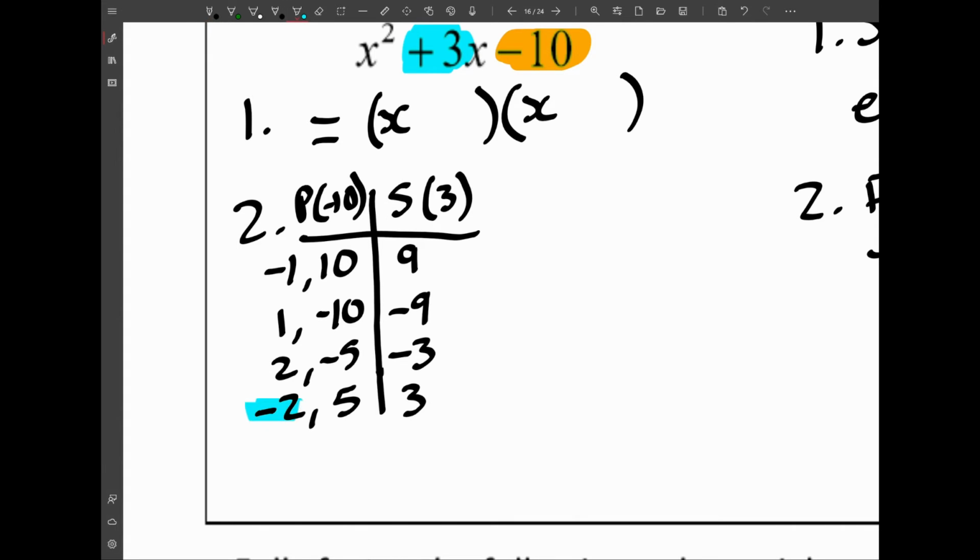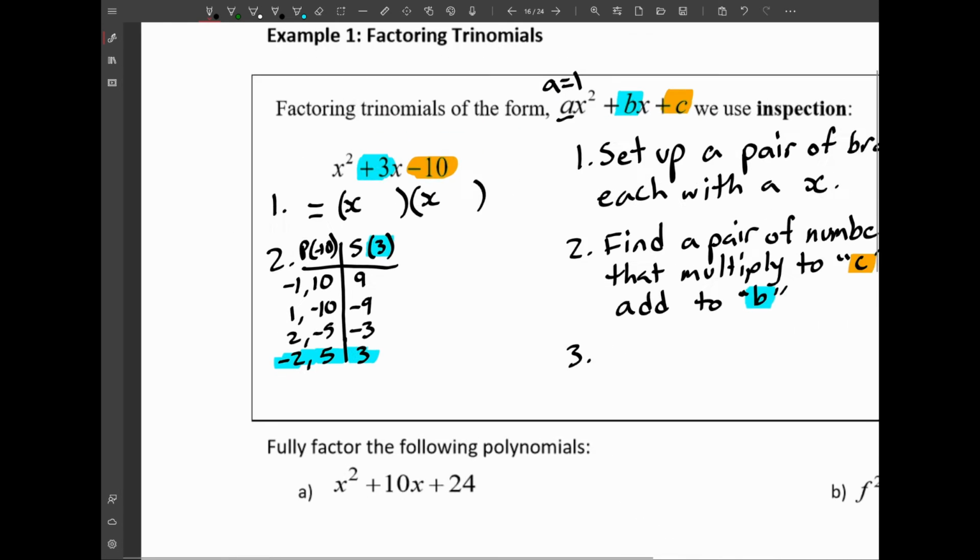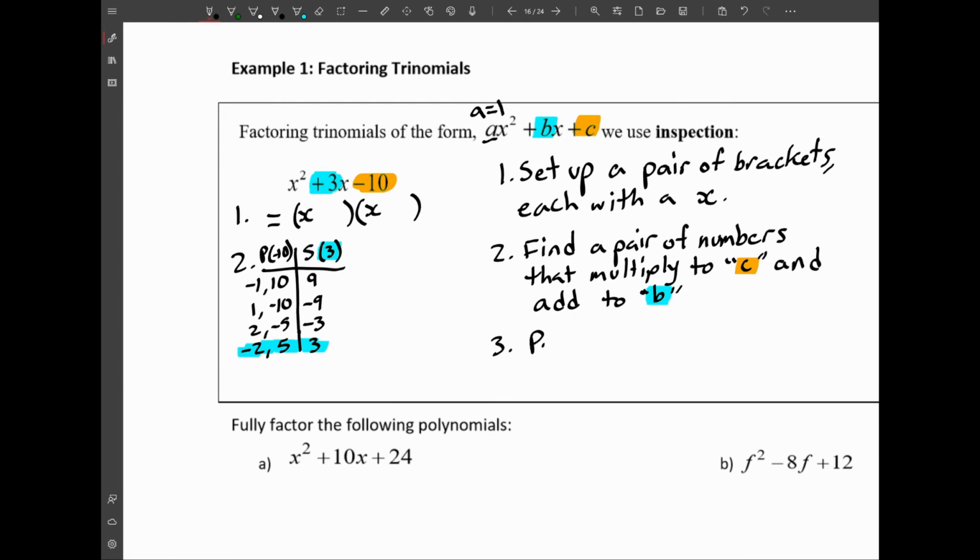Hey, use a different color. Don't want to confuse. No, actually, that's perfect. This one adds up to our sum of 3 that we were looking for. So that brings us to step 3, the final step. Put these numbers in the brackets.